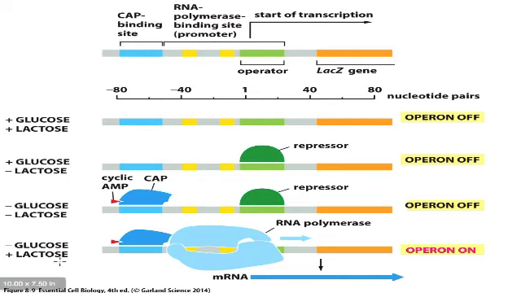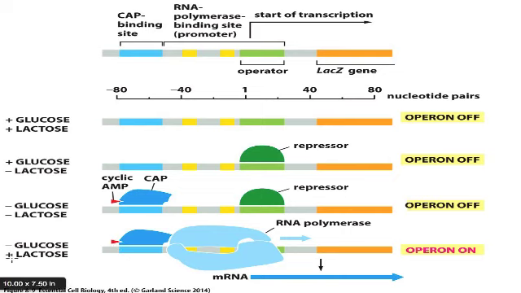Finally, we have the last scenario where glucose is absent from the cell and lactose is present. So logically, the use of the sugar lactose should be encouraged. Let's see if that's the case. Dealing again with each section individually and independently, let's look at the CAP binding site. When glucose levels are low, cyclic AMP levels are high, CAP protein is able to bind to the CAP binding site, and we find it sitting right there.